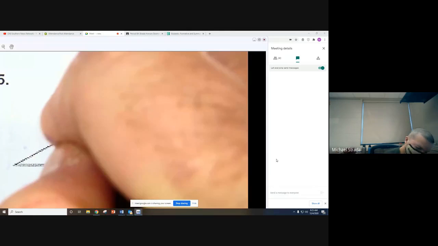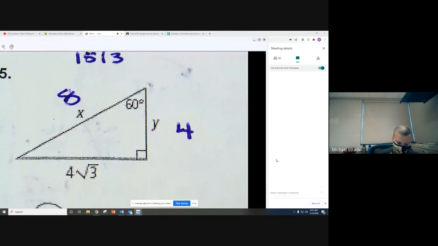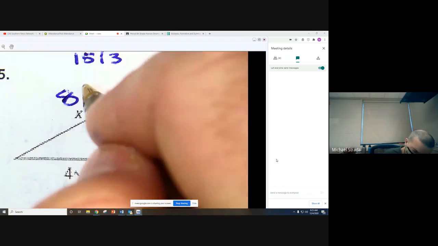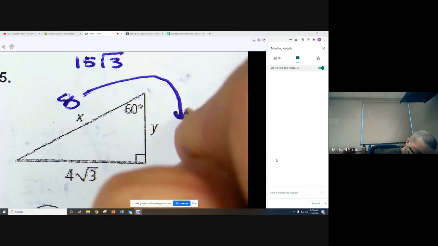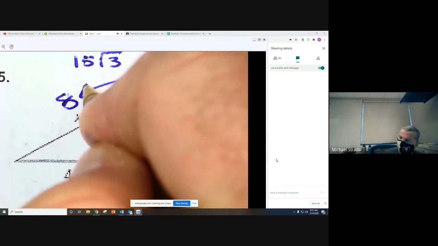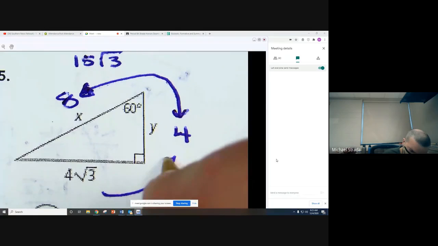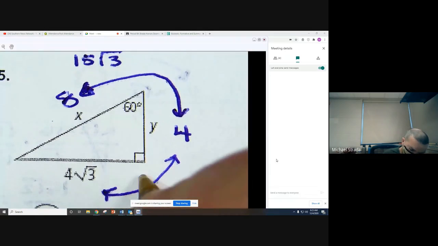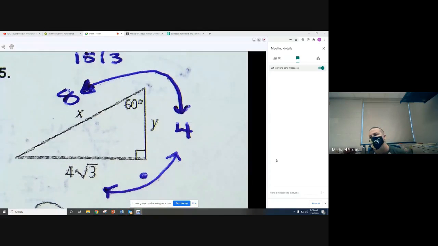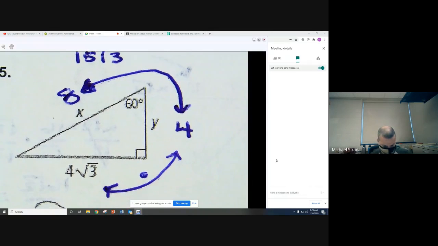Hypotenuse would be 8. If they ask you to get the perimeter, could you add those two since they're both constants? Yep. You get 12 plus 4 root 3. If they ask you to get the area, we can multiply anything we want. We would multiply 4 times 4 root 3, which would be 16 root 3, and divide that by 2. All right?